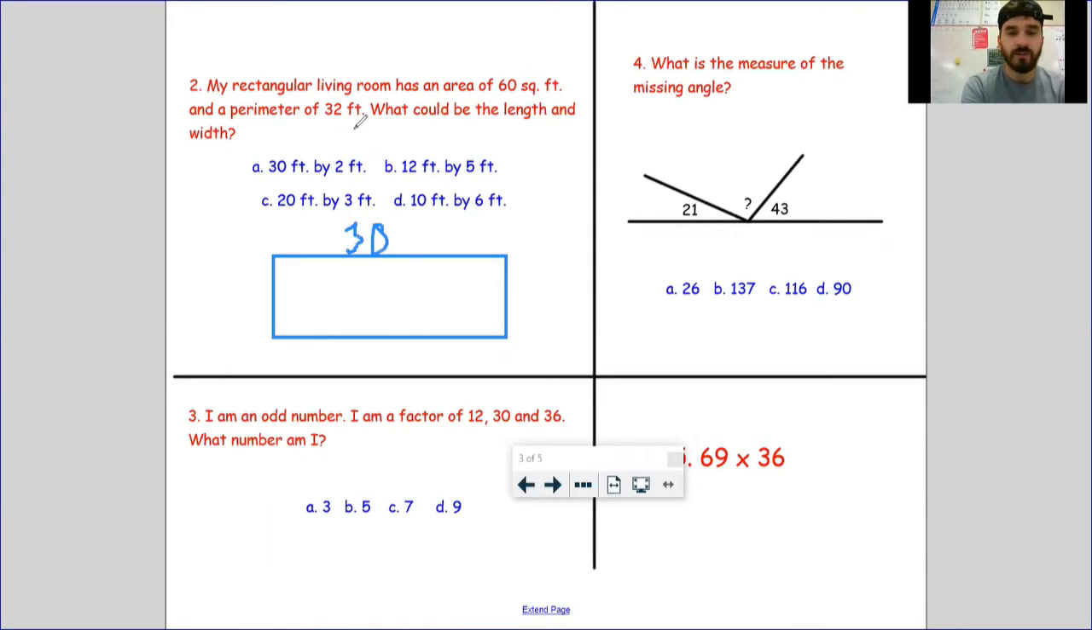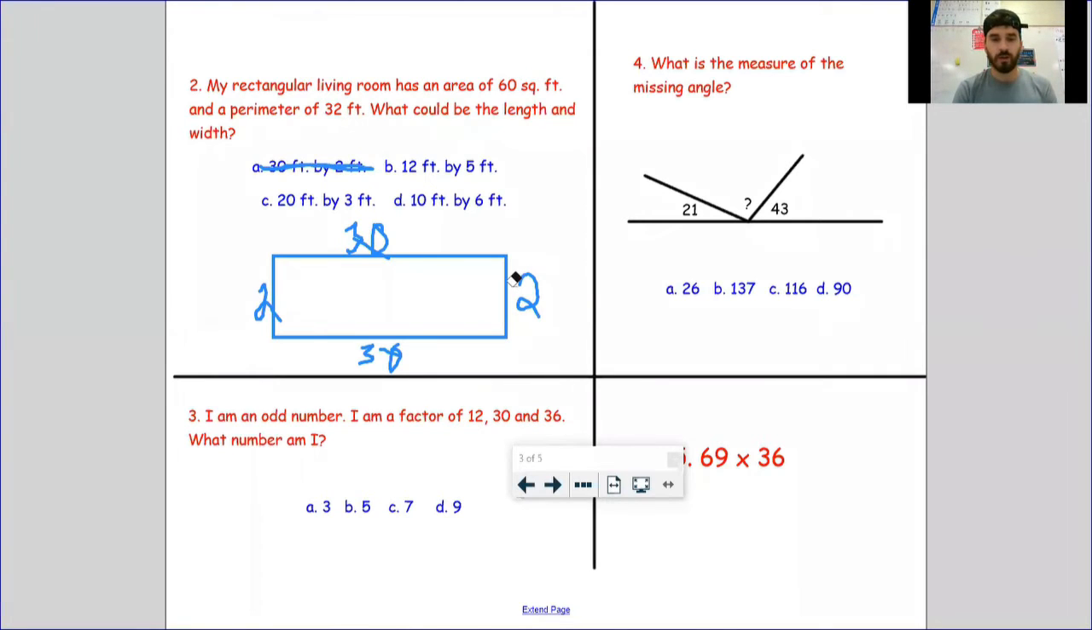If I have a rectangle that's 30 feet by 2 feet, and I know opposite sides are equal, I know that there's no chance I'm going to be able to add those numbers around and get 32 because 30 plus 30 already gives me 60. So A works for the area, not for the perimeter.